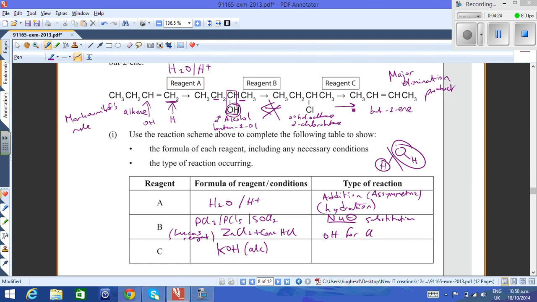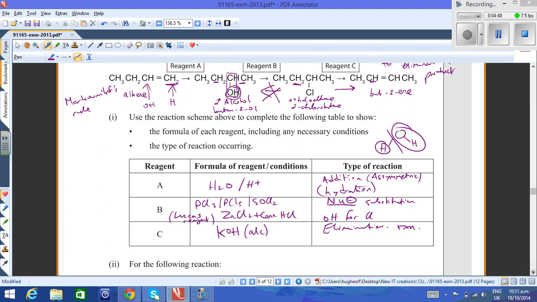And the type of reaction is an elimination reaction. Zaitsev's rule here states that the carbon with the least hydrogens is going to be the one which loses that. So you can see there it lost one of its hydrogens, and the double bond forms there. So this would be the major elimination product. So that's question 3A, part 1.